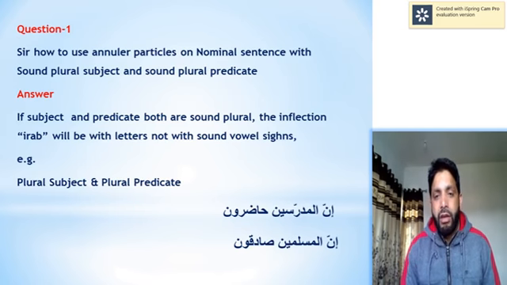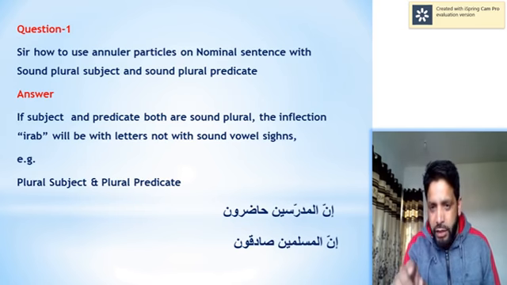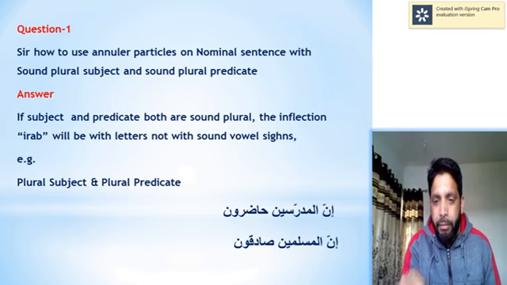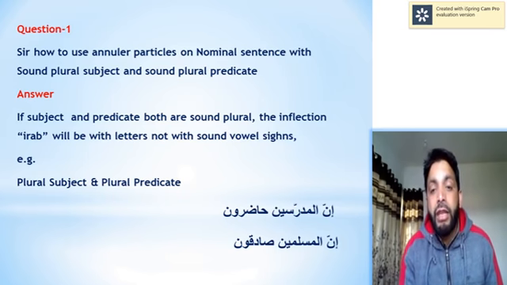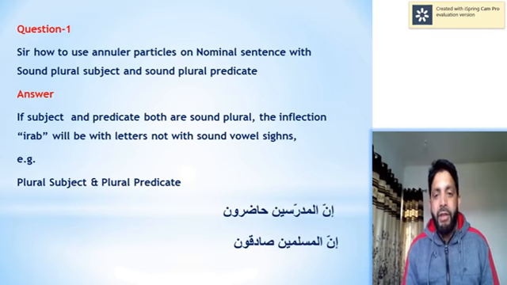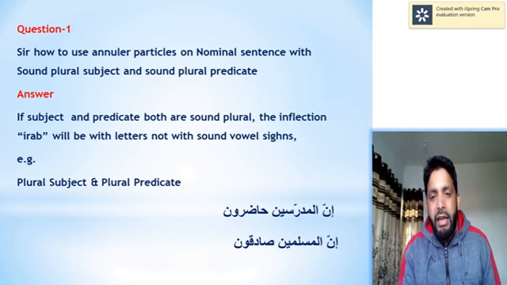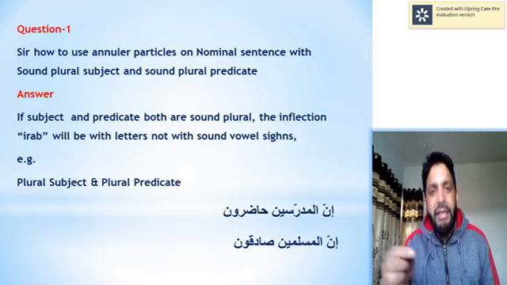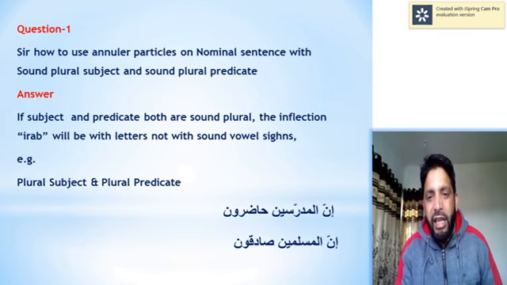المدرسون حاضرون. Before using inna it was المدرسون حاضرون. The teachers are present. But when I use inna, إن المدرسين حاضرون, mudarrisun became mudarrisin. So mudarrisin is in the accusative case, and the sign of its being in the accusative case is this ya here. Mudarrisun's waw became ya.